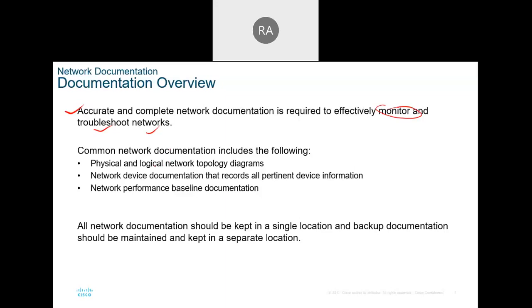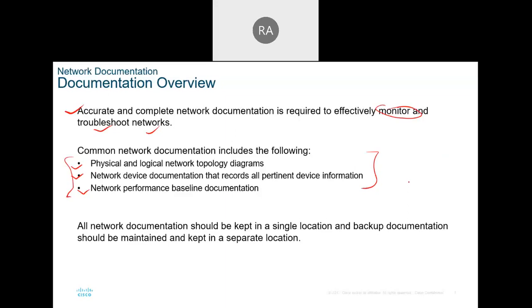So what are the things that are going to be in our documentation? You're going to have what we call physical and logical network topology diagrams. We're going to break them down. We're going to have network device documentation that records all pertinent device information. And we're also going to have network performance baseline documentation. These are all the things you need to have in your documentation, at least as a minimum.